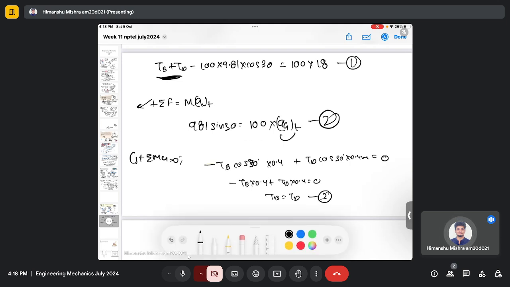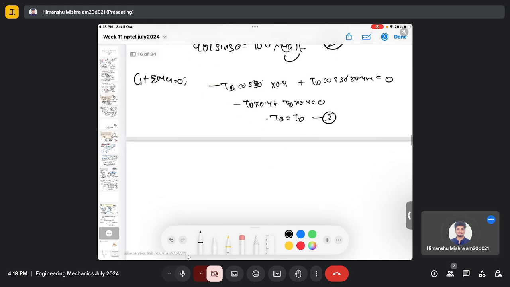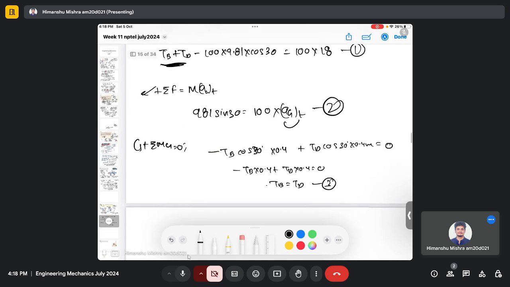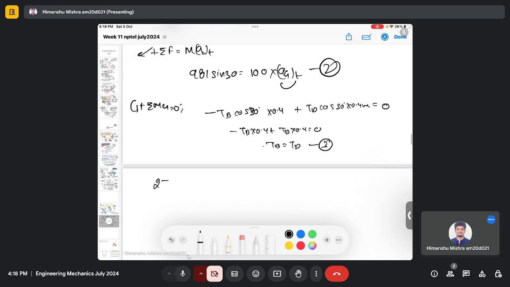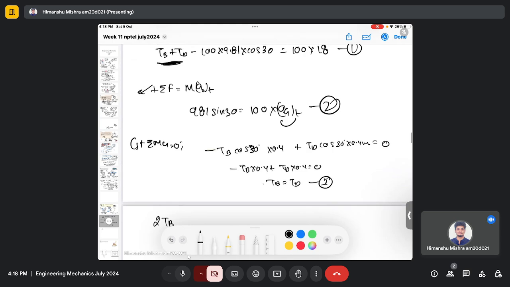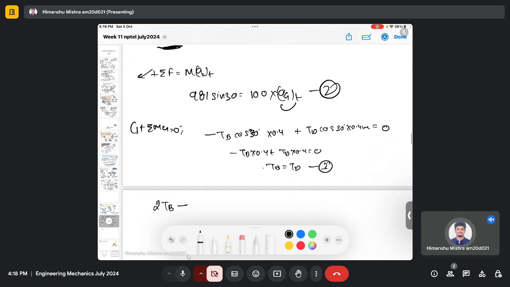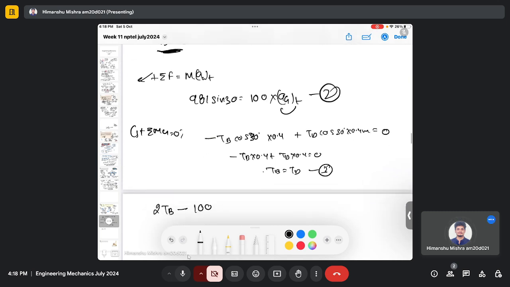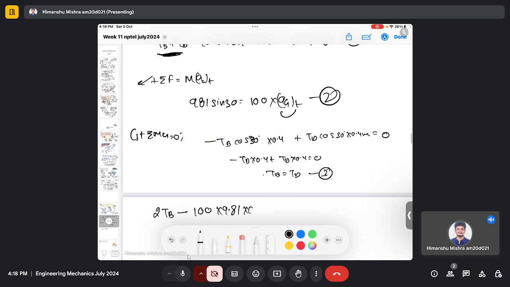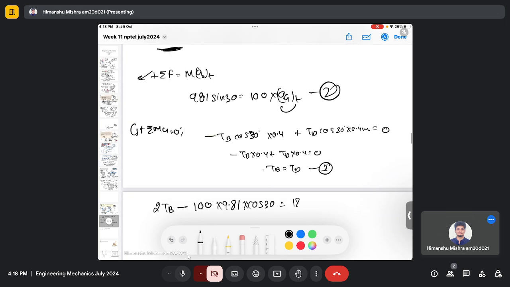If I put TB equals TD in equation 1, I will have only one unknown. So from equation 1 I have 2TB minus 100 multiplied by 9.81 multiplied by cos 30 equals 1800.